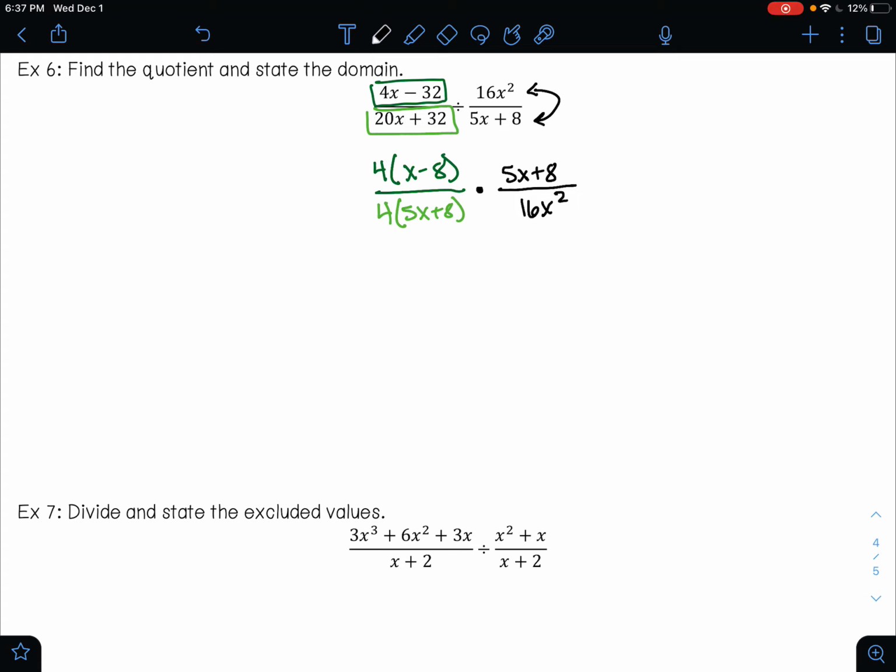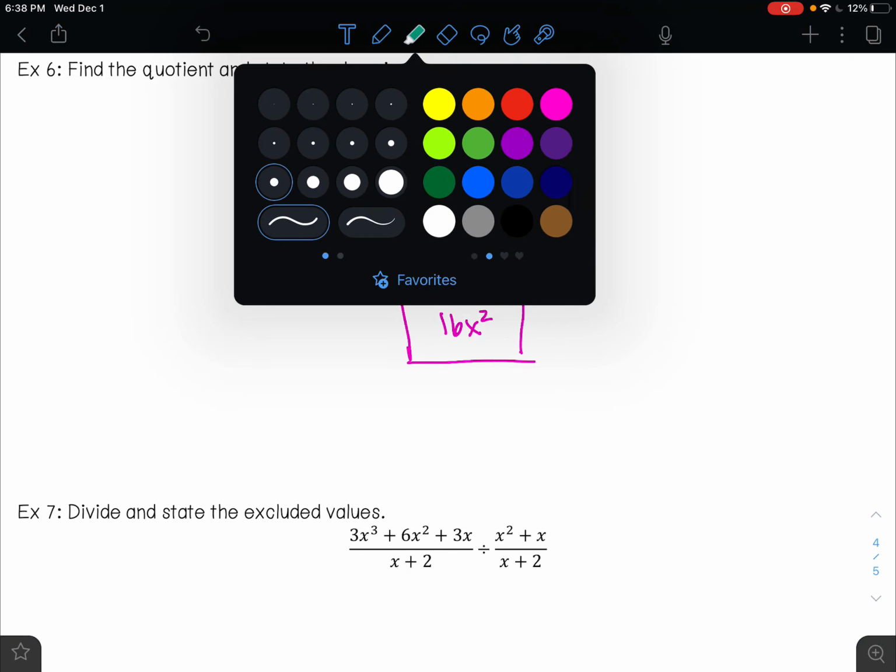Now that I have kept my first fraction, changed my division sign to multiplication, and flipped my second fraction, I can go ahead and start simplifying. 4 divided by 4 is equivalent to 1. 5x plus 8 divided by 5x plus 8 is equivalent to 1. In my numerator, I have x minus 8, and in my denominator, I have 16x squared. There is nothing left to simplify here. This is my answer. They also asked for us to find the domain.